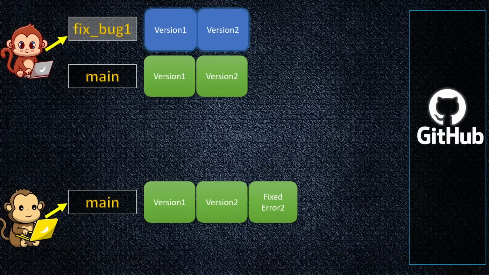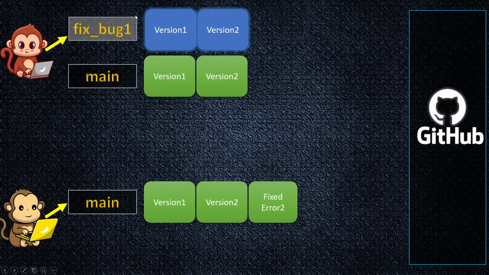What's happening right now? Developer 1, this guy, needs these fixes. He really needs these changes. But his branch fix bug 1 is based on version 2, on this commit basically. He cloned it at this stage and he's adding some commits here. So what he needs to do is rebase his branch in order to get all the updates in the main.